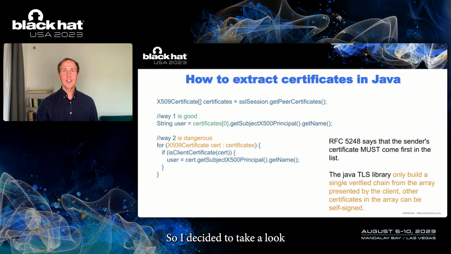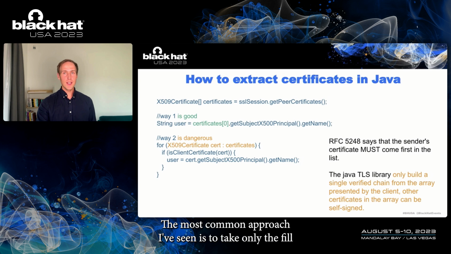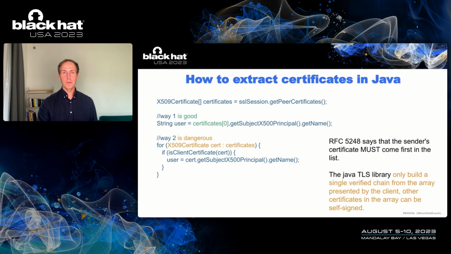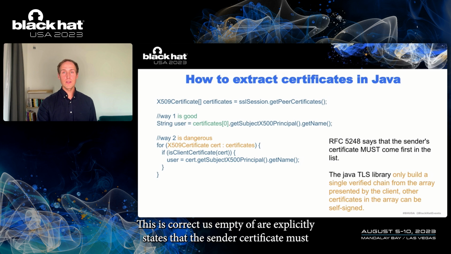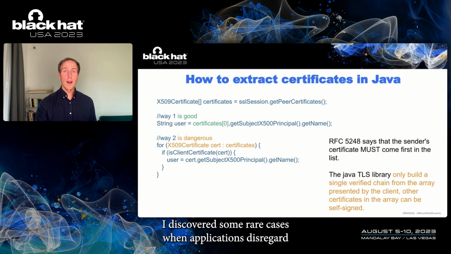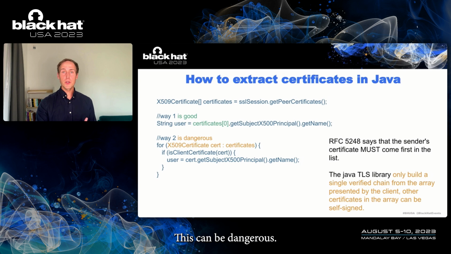So I decided to take a look how different applications use this API. The most common approach I've seen is to take only the first certificate from the array and consider it as a valid client certificate. This is correct, as the mTLS RFC explicitly says that the sender certificate must come first in the list. At the same time, I discovered some rare cases when applications disregard this rule and iterate over the array, trying to find a certificate that matches some criteria. This can be dangerous, as the underlying TLS library in Java only verifies the first certificate from the list.